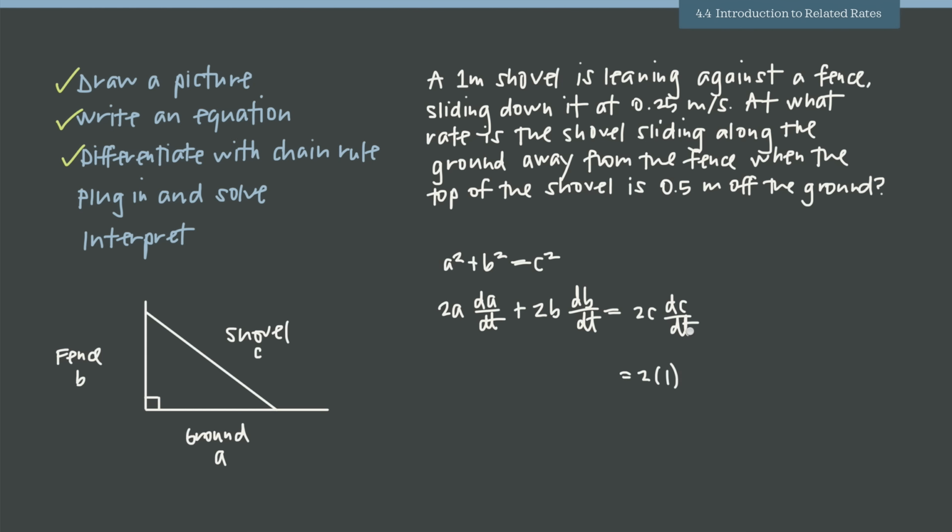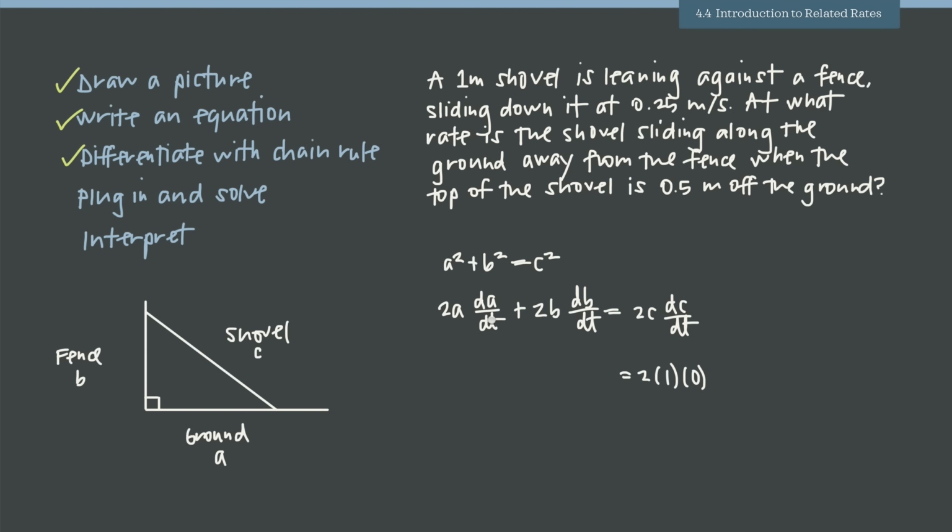And then what about dC over dt? Well, this is the rate of change of c with respect to time. But the length of the shovel doesn't change. It doesn't matter at what point in the sliding process we're at, the length of the shovel stays the same. So the rate of change of a constant is 0. If it stays the same, it's not changing. So that rate of change is 0. So we plugged in everything on the right-hand side.